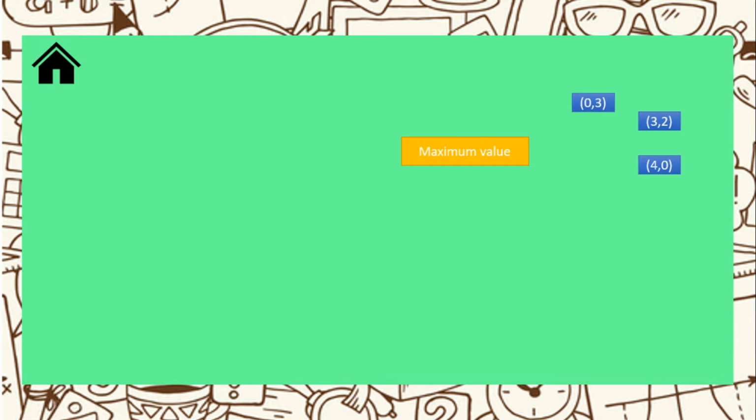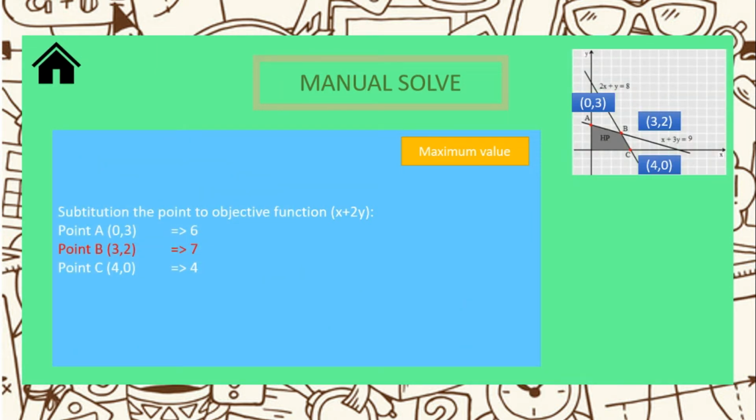And finally, we have to find the maximum and minimum value at the 3 points by substituting into the objective function. Because the question wants the maximum value, we just find the maximum value. Substitute points A, B, and C into the objective function. We find the value at point A is 6, point B is 7, and point C is 4. So the maximum value is 7, at point B at 3 and 2.